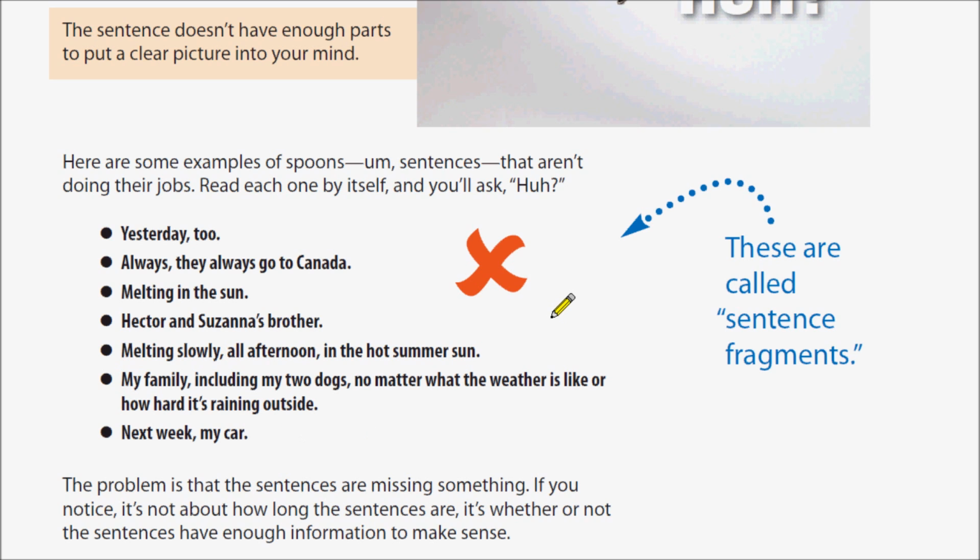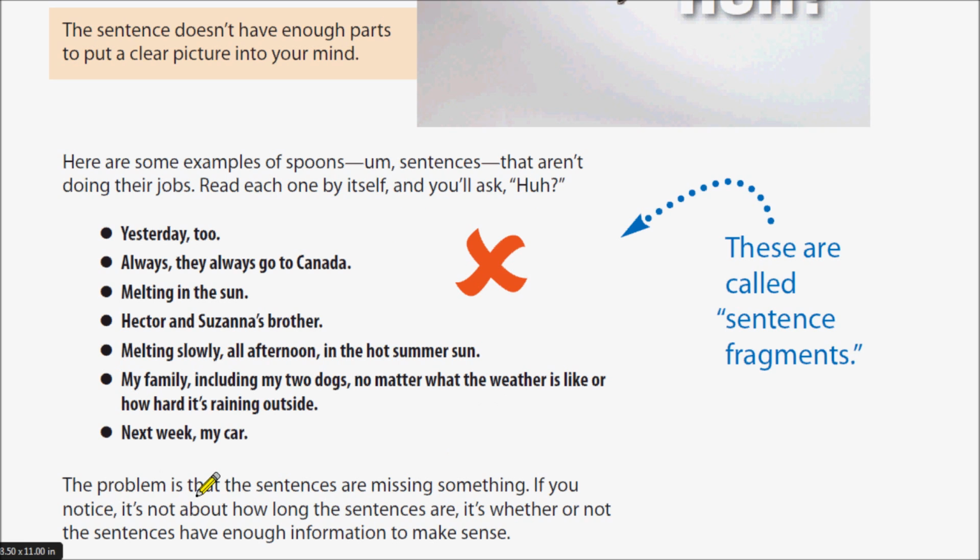You get the idea? Okay, so if you read a series of words and you go, what? Or you go, huh? Okay, then what you have is not a sentence. You have something called a sentence fragment. And a fragment is a part of something. It just means something is broken into pieces and you have part of it. And that's what a fragment is. And this is what you have here.